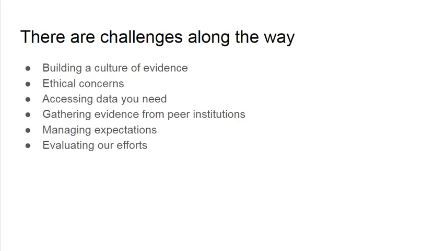We have to manage expectations. Some people think that assessment is going to be some sort of magic cure-all, or maybe even just a penicillin that's going to cure all of our woes at the institution. That once we've got data, we'll be able to do amazing things with it. That's not always the case. Sometimes we have data that reveals some ugly truths for us. And so we have to spend time managing expectations about what we can and can't do from our assessment efforts.